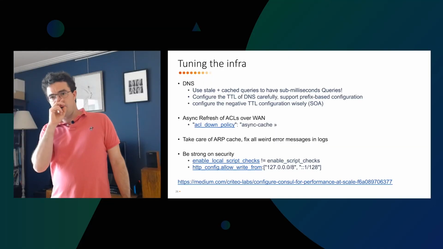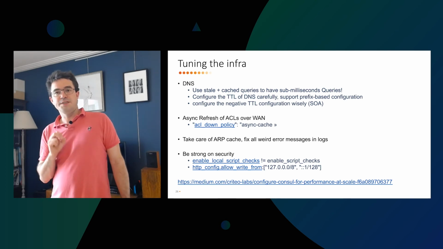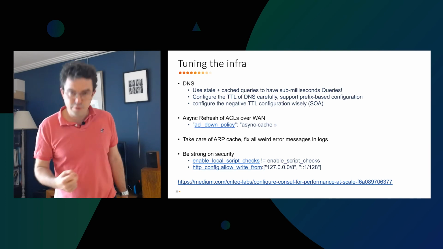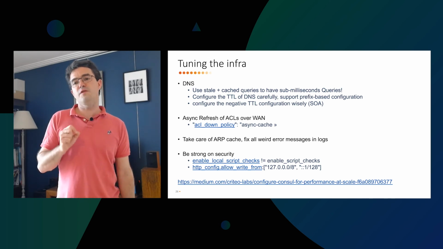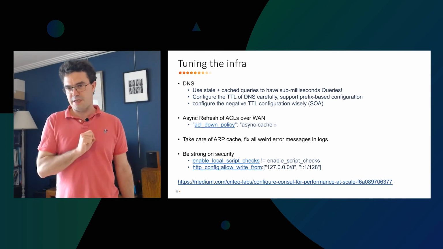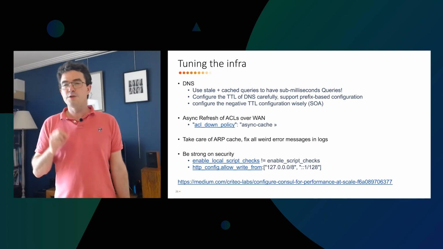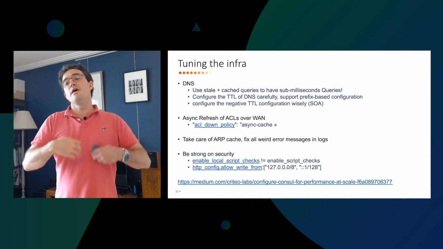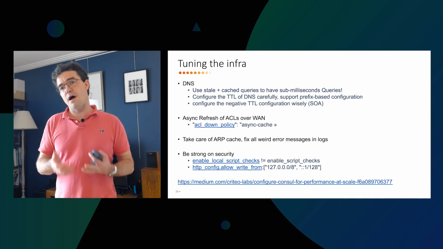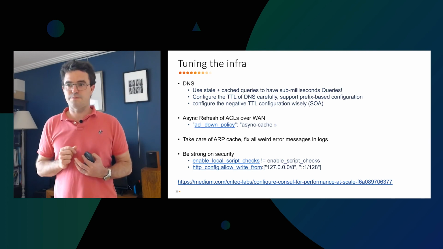And finally, I'll send you, there's a small link in this presentation, but let's see a bit how we are tuning our infrastructure. DNS is a complex piece of this because by default on Consul, DNS will reach the Consul server. So it's very important to use stale queries, as I said previously. But you can also use cache queries we implemented into Consul to have sub-millisecond queries. So you've got almost instant query because all the queries to DNS are locally cached by the agent and do not require a call to the Consul server.